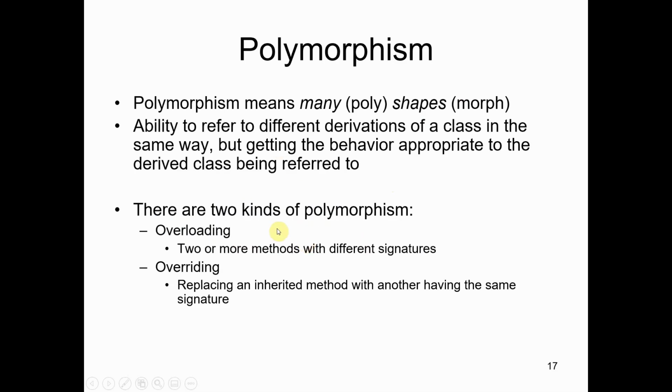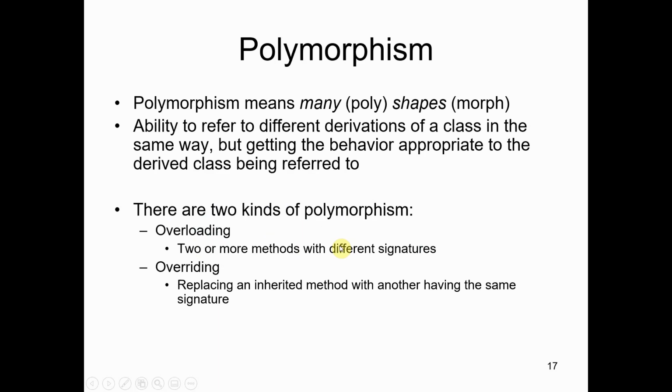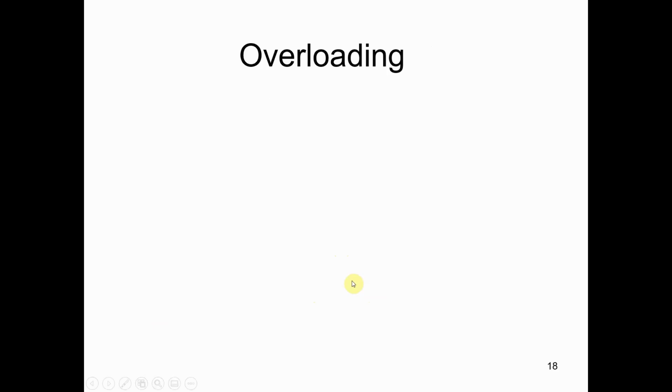So there are two kinds of polymorphism. One is overloading. In our previous example here, this is considered overloading. Overriding is replacing an inherited method with another having the same signature. In our previous example, like employee and person, you see that they get a job using a different implementation, or implement the abstract method. That's called overriding.